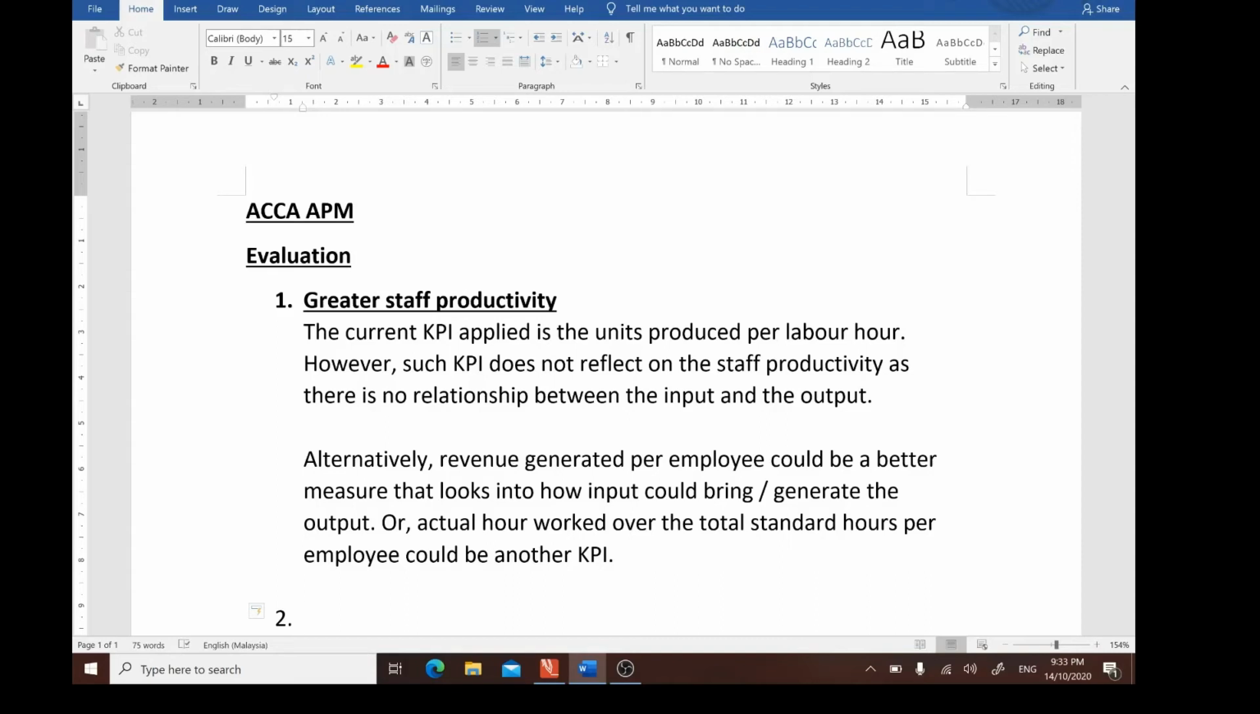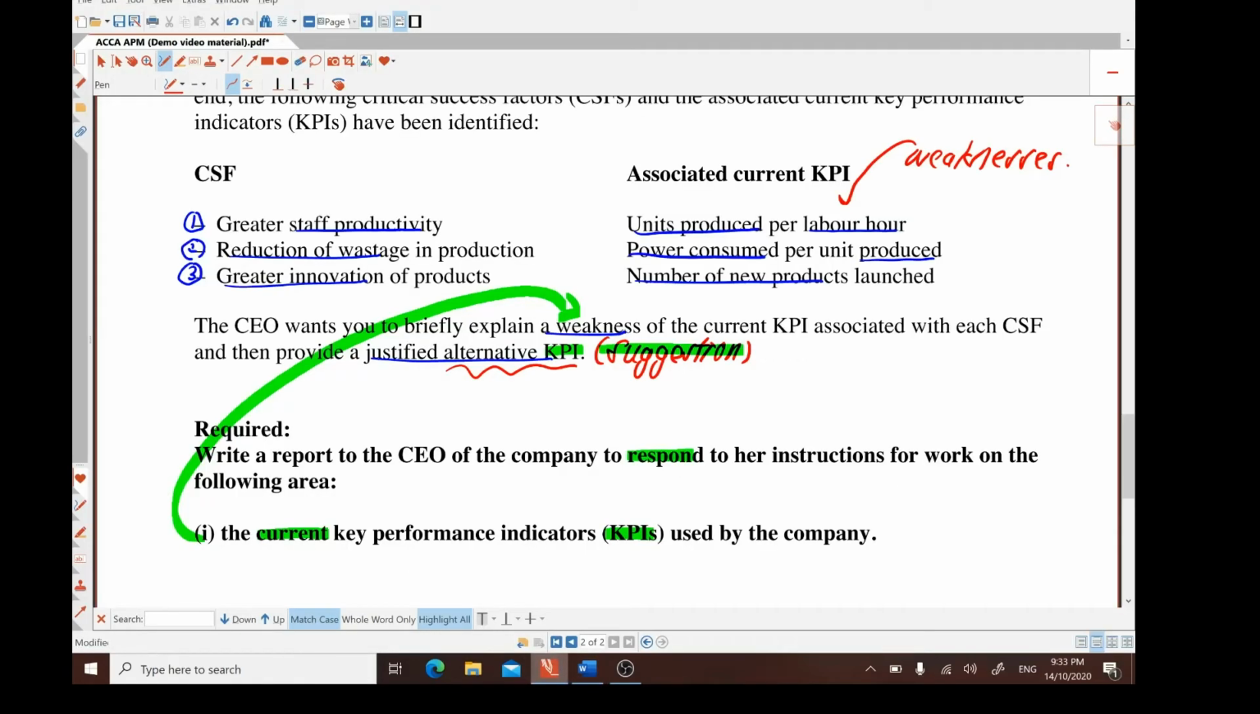And of course, the second KPI right here is the labor efficiency rate. That's also another important point for us to look into. Okay, great. Now, that's to do with the first part. And very quickly, let's see the second CSF. That's more on the reduction of wastage in production.